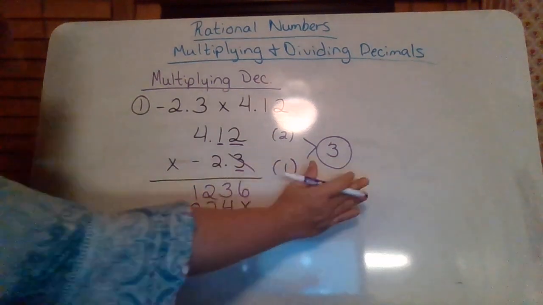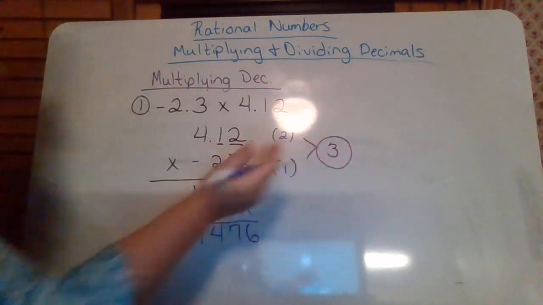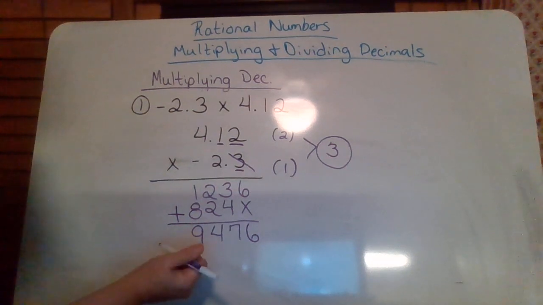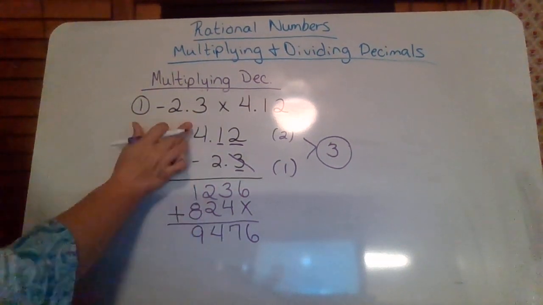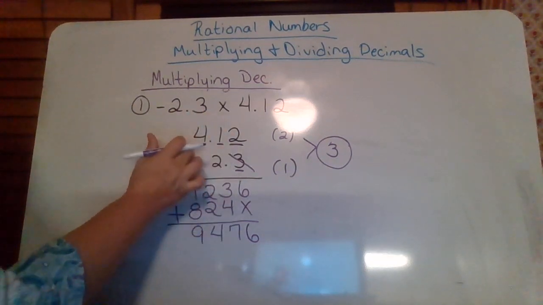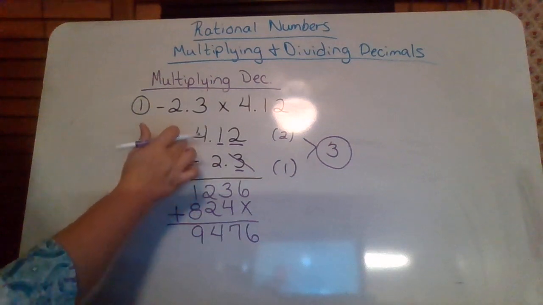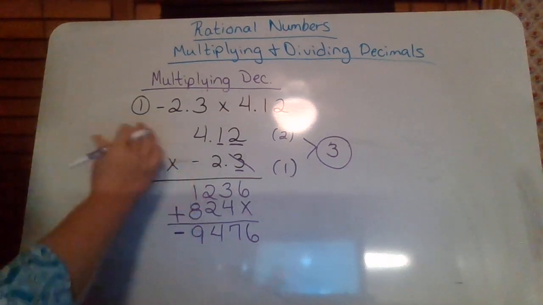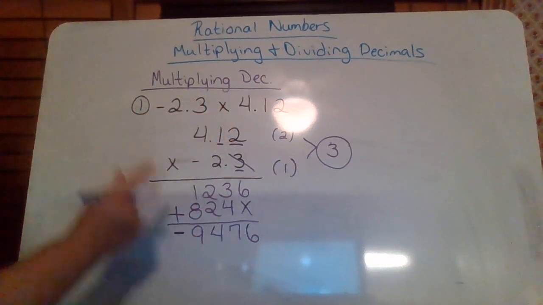Now, before I worry about my decimal places, I need to worry about my sign rules. And this is another one of those times if we were in class, I would go, sign rule. I have a positive. I have a negative. My signs are different. So my answer is always negative because I'm talking about multiplication and division.